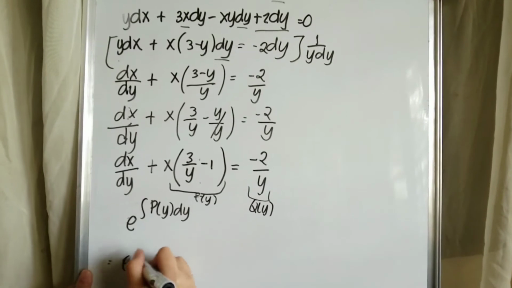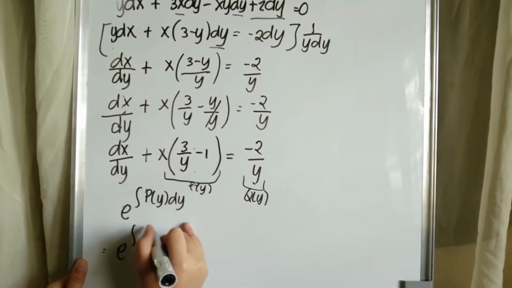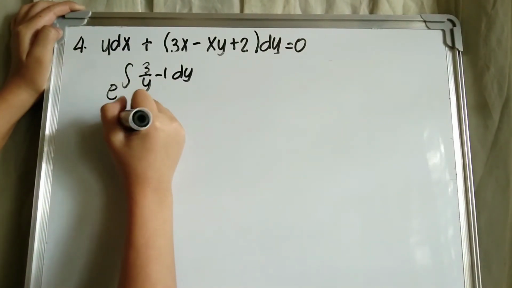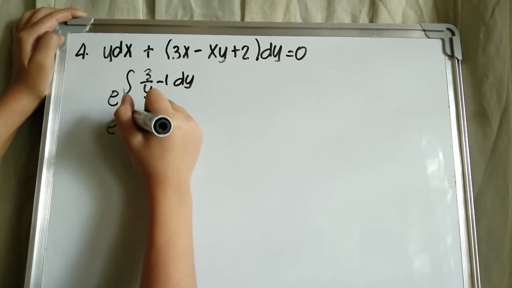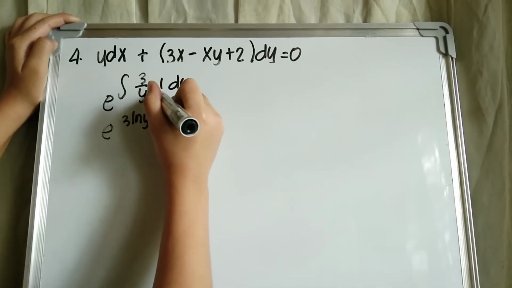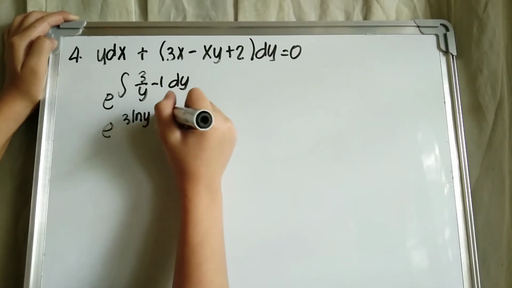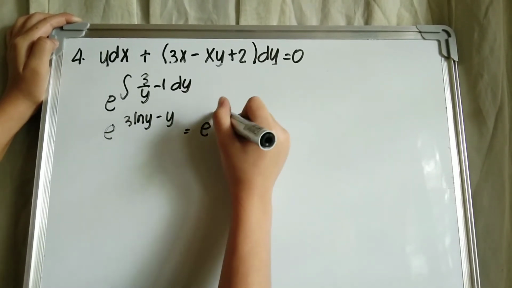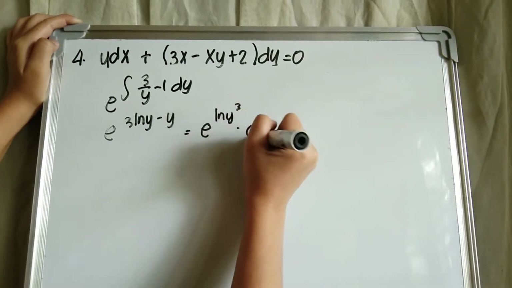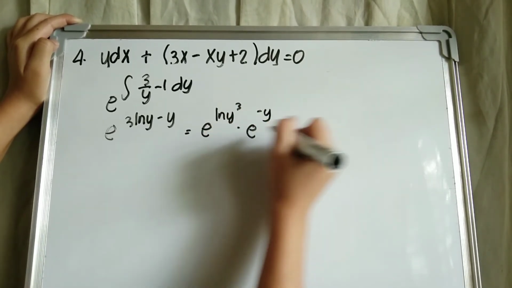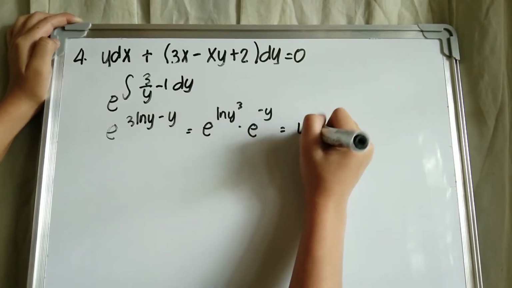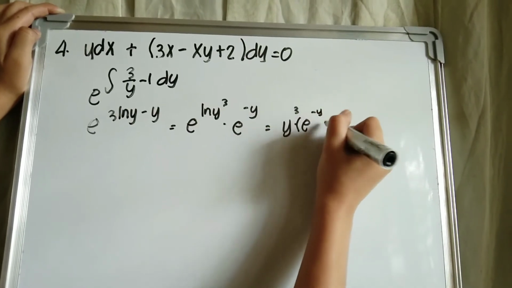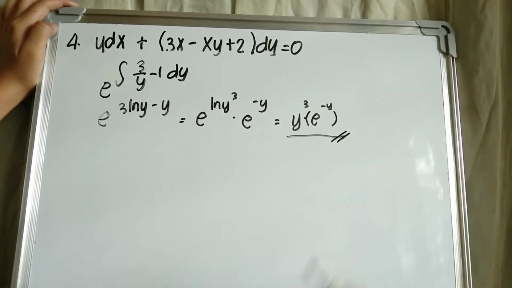So this will become e raised to the integral of p of y, 3 over y minus 1 dy. So the integral of 3 over y is equal to 3 ln y, and the integral of negative 1 dy is equal to negative y. And then we can rewrite this into e raised to the power of ln y cubed times e raised to the power of negative y. So this will become y cubed times e raised to the power of negative y. So this is the value of our integrating factor.